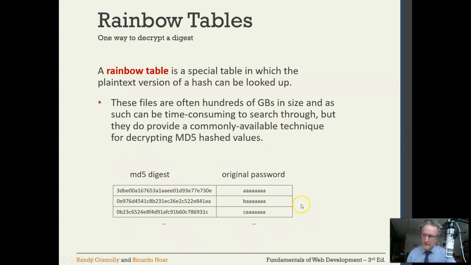So in our example here, let's say 1, 2, 3, 4, 5, 6, 7, 8 characters. Let's imagine that this rainbow table has a list of 1 to 8 characters. And so it just goes through each possible permutation and combination, specifying, let's say, the MD5 digest. So these files are quite large, often hundreds of gigabytes in size, and it can be time-consuming to search through them, but they do provide a really commonly available technique for decrypting MD5 hashed values.